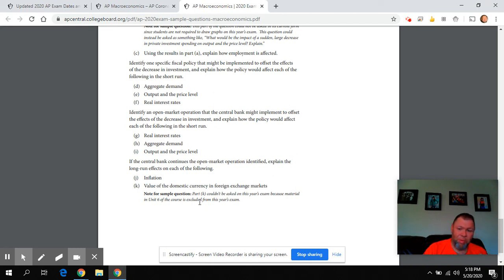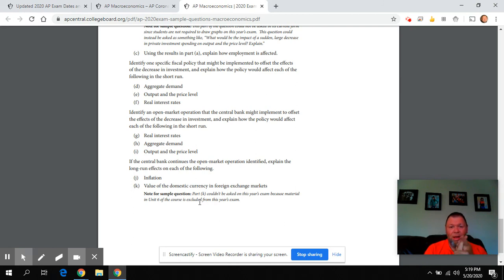So fiscal policy, the government. Fiscal policy is Congress trying to stimulate or slow down the economy. Taxes and spending. That's the only two things they can use. Expansionary or contractionary. Expansionary fiscal policy, spend more, tax less. Contractionary fiscal policy, spend less, tax more, which the government hates doing.